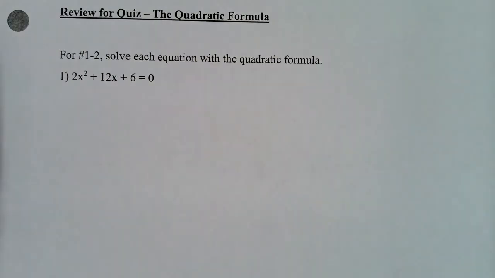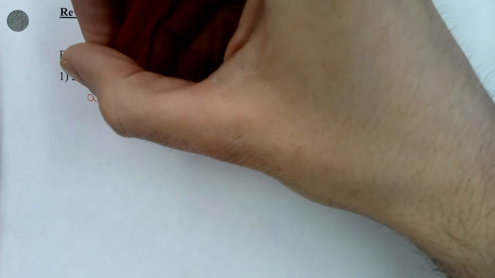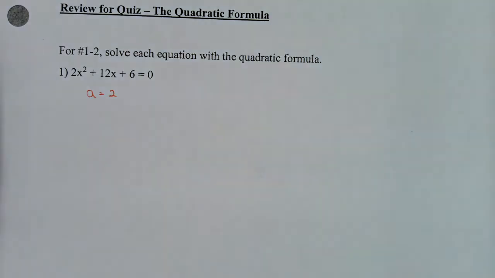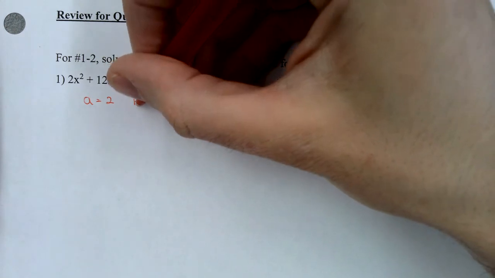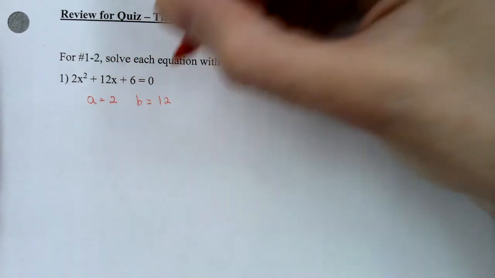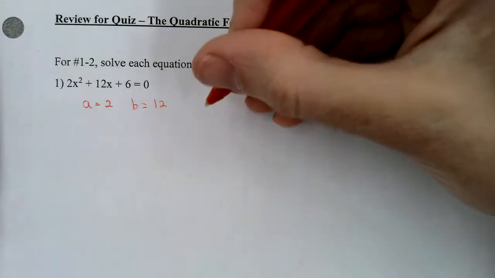A is the coefficient before the x squared, so in this case A equals 2. B is the coefficient before x, so in this case B equals 12. And C is the constant term, so in this case C equals 6.